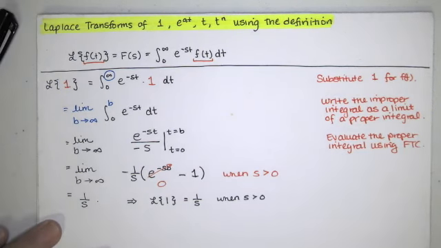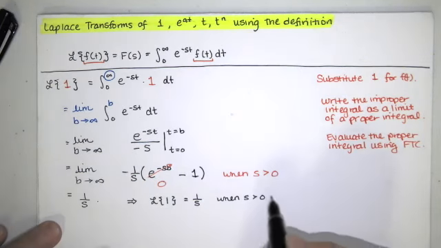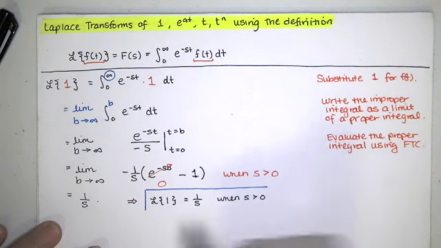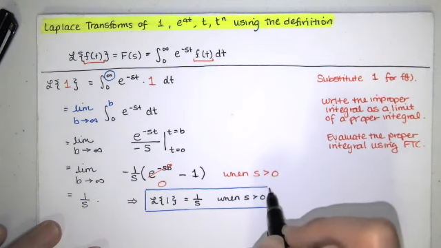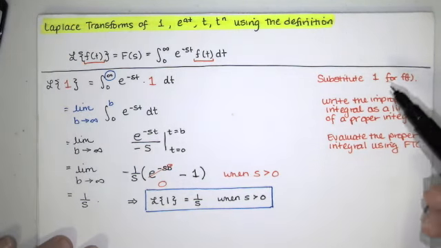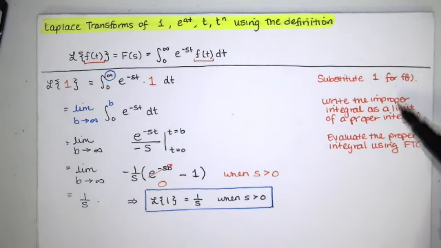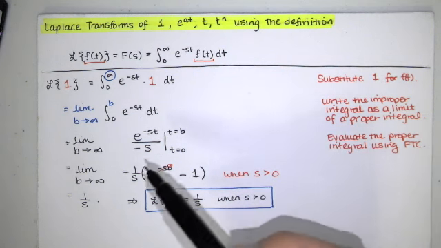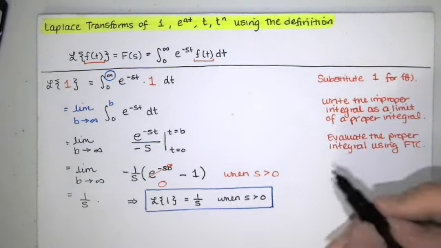Now, most of the time when we are using the table of Laplace transforms, we don't worry about that little restriction on s. But that restriction on s was necessary in order for us to evaluate this limit. So you plug in your f of t, you write the improper integral as a limit of a proper integral, then you evaluate the proper integral using the fundamental theorem of calculus, and then you have to evaluate that limit.